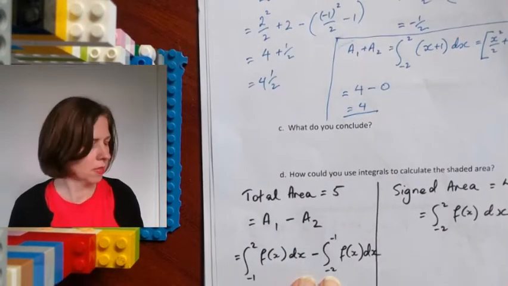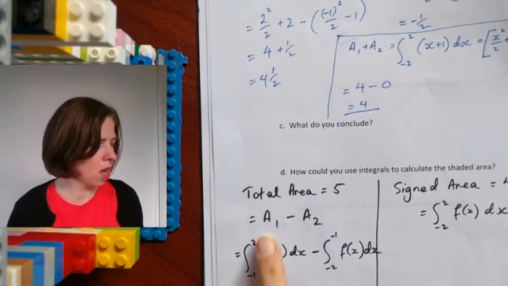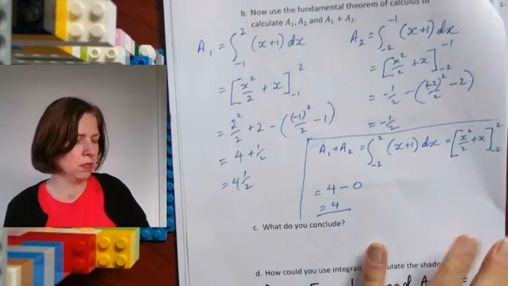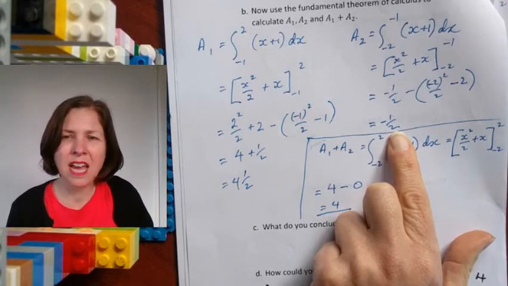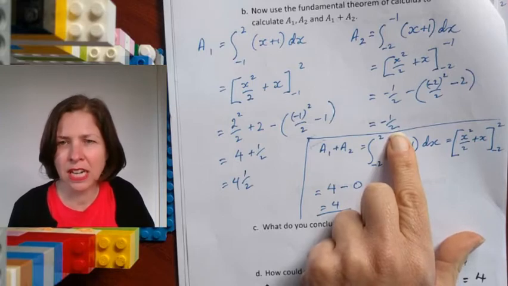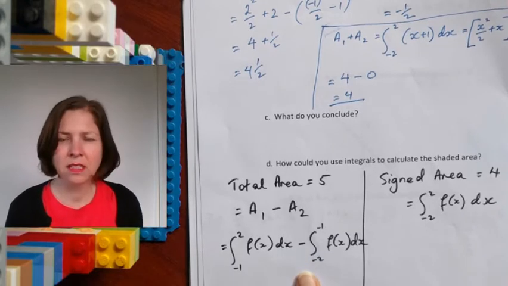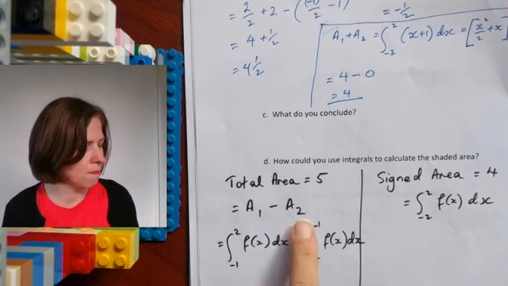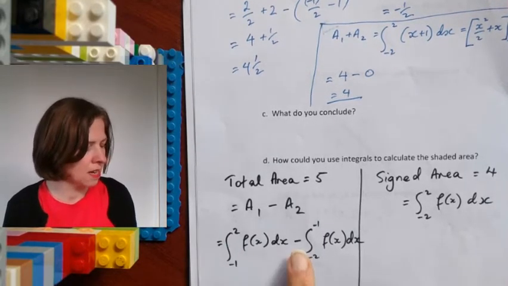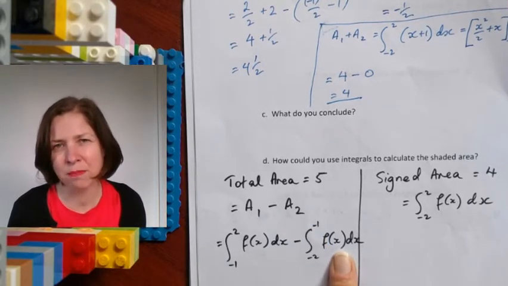What I've got here, my total area, which is 5, if I wanted to use integrals, I would need to calculate A1 minus A2, because A2 gave me a negative value. Now, of course, an area can't actually be negative, but because it's below the x-axis, my calculations produce a negative value. So that means that in order to get the correct area of 5, I need to do A1 minus A2. So I do that by going from -1 to 2 of f of x dx minus from -2 to -1 of f of x dx. I need to kind of do it twice, basically.